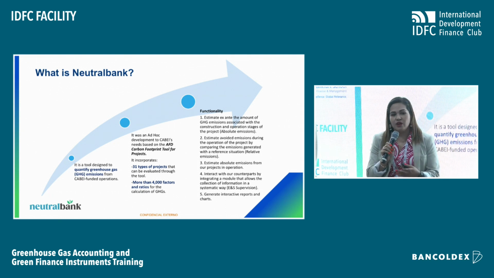It's based on the AFD carbon footprint tool. So we took some of the inputs from that tool and made a new one. This one has 31 types of projects, so we can run 31 types of projects that go from solar energy, hydropower, vehicles. We also have water sanitation projects in there.